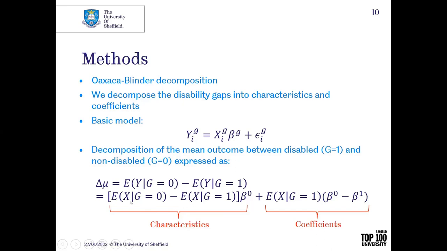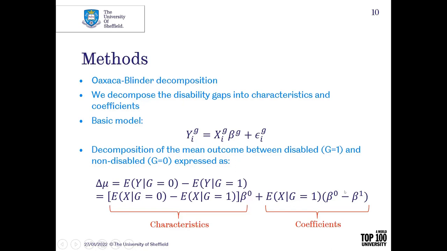And let's say that X stands for education. We know that the more education you get, the higher returns, the better labor market outcomes you have. So if, for example, disabled people are less likely to have a degree, that means that because the returns to a degree are higher than the returns to lower level qualifications, this would explain why there might be a gap in these outcomes for disabled people, because they're less likely to have the kind of characteristics which predict good outcomes. And then we have this other component, which is coefficients.